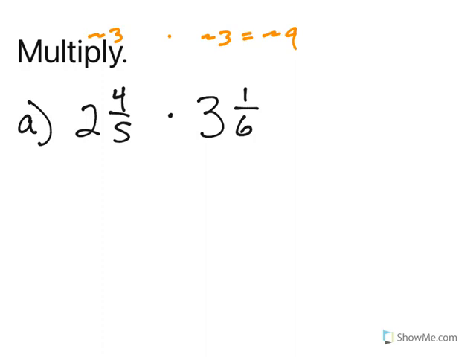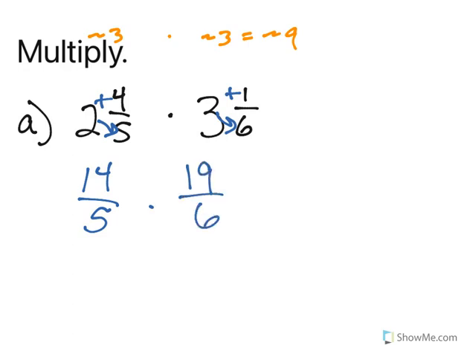Now let's play. So 2 4/5: 2 times 5 is 10, plus 4, we have 14/5. Multiplied by 3 1/6: 3 times 6 is 18, plus 1, and we have 19/6. Now we simply multiply fractions, and if you think about that, we're going to multiply straight across.